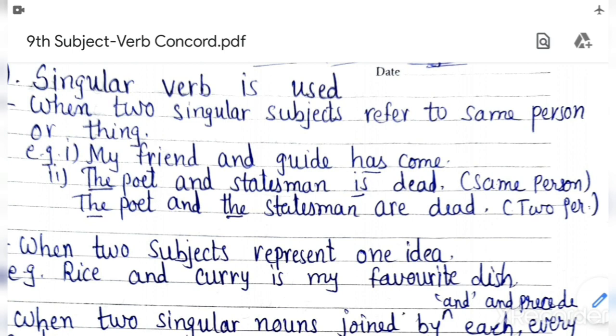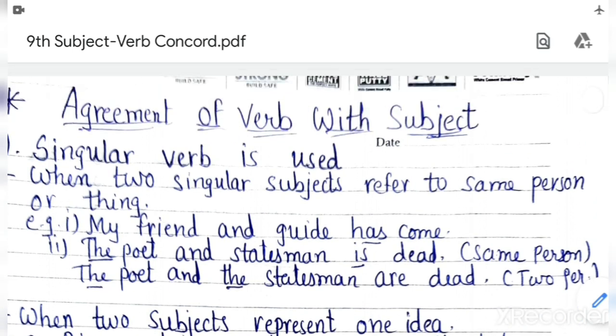Today in grammar I will teach you subject verb concord. It means the agreement of verb with subject. In other words, we can also say it is the subject verb relationship. Okay, you know that each verb is decided according to the subject.